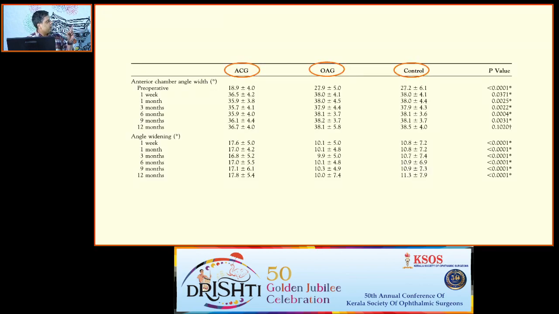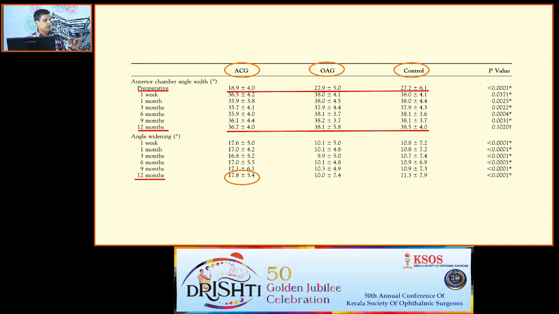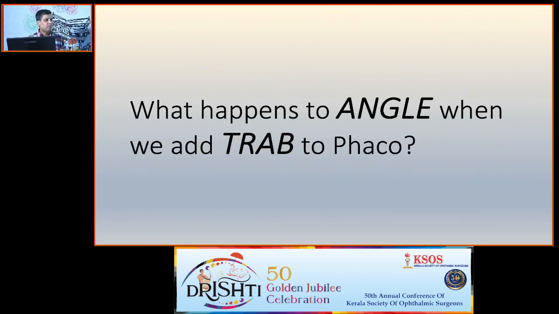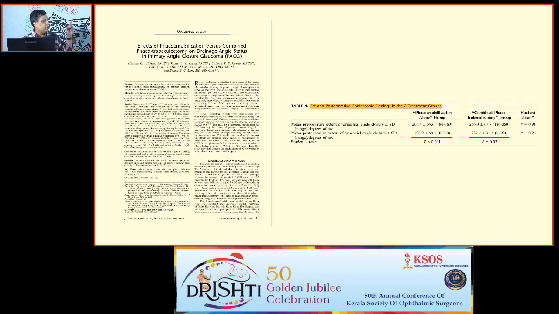So even in open angle glaucoma or control eyes, you can see that from a pre-op anterior chamber angle width, there is an increase in open angle eyes as well. But the angle widening is maximum in the angle closure group, but you do have a change even in the other two groups. But what happens to the angle when you add trab to phaco, when you do a phacotrab? So this paper looked at that.